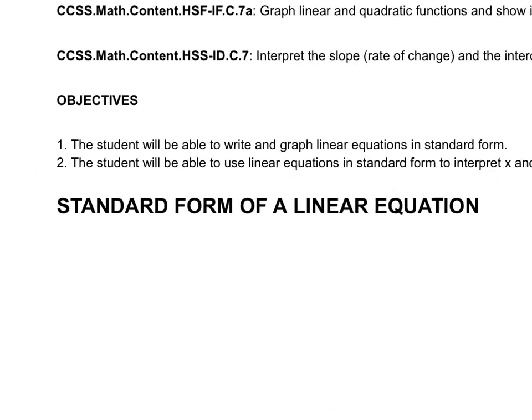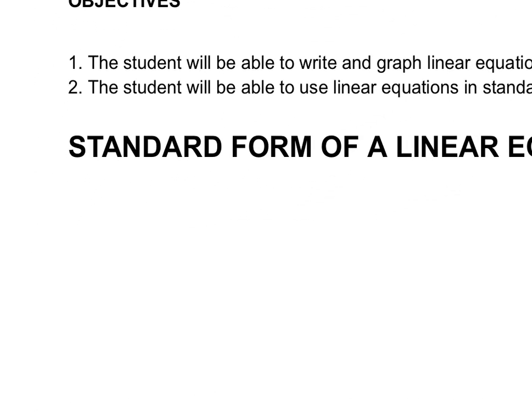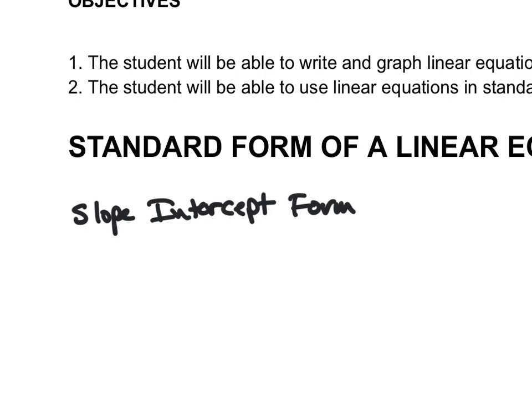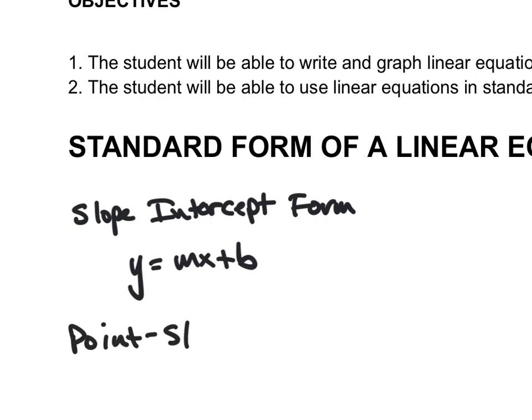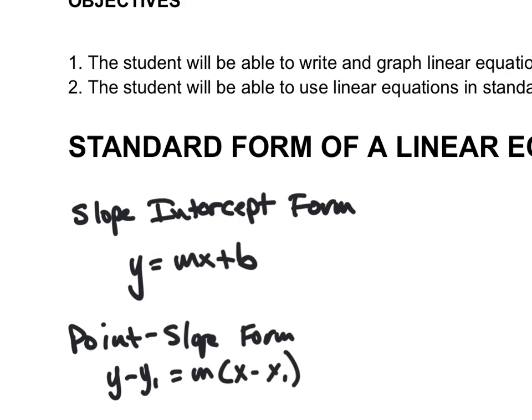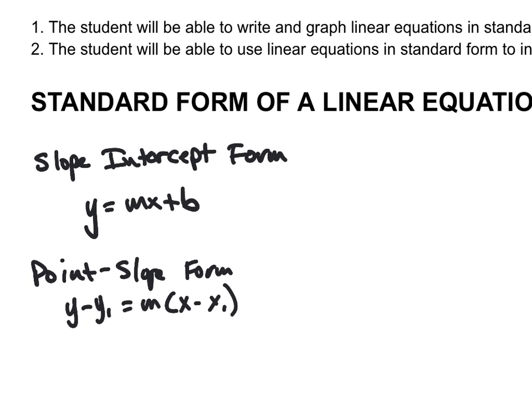Okay, so we've learned already that we have what we call slope-intercept form, which is y equals mx plus b. You have point slope form, which is y minus y sub 1 equals m times x minus x sub 1. And what we found is that these are just different ways of writing equations of lines, okay?